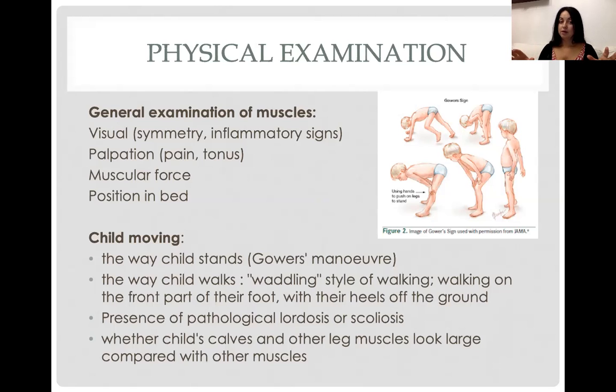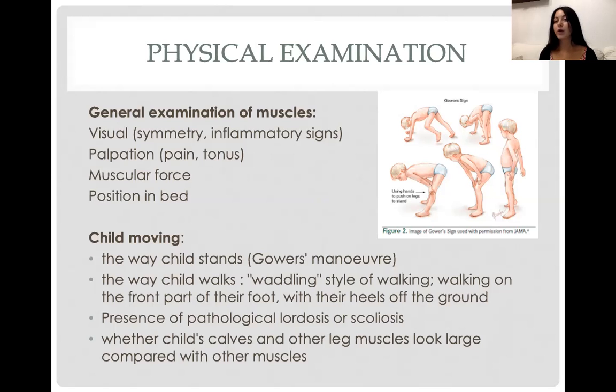As well, when you palpate, you feel the pain, if it is painful, or you can evaluate the muscle tone. If muscle tone is increased once palpated, you can feel this, or vice versa. When a muscle is weak, you can feel this during palpation. Muscular force may be evaluated, and position as well. You should obligatorily check how the child is moving, how he is walking, how he is able to do some exact movements. For example, please give me this toy.